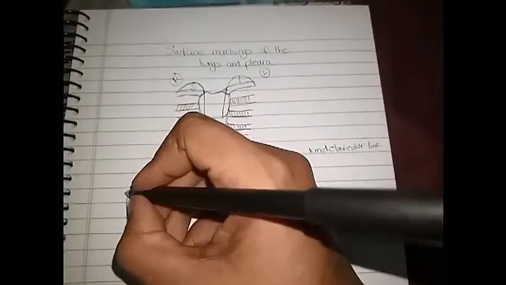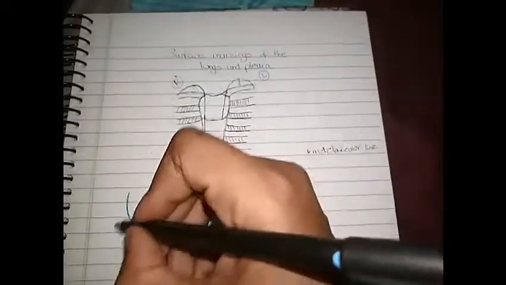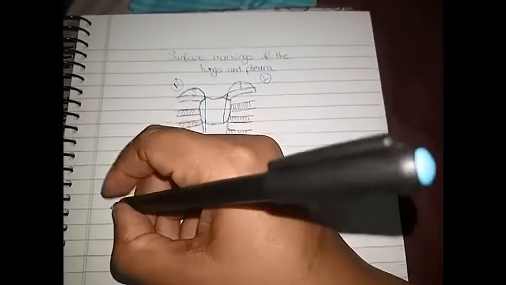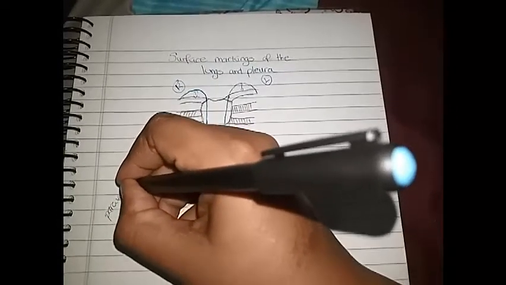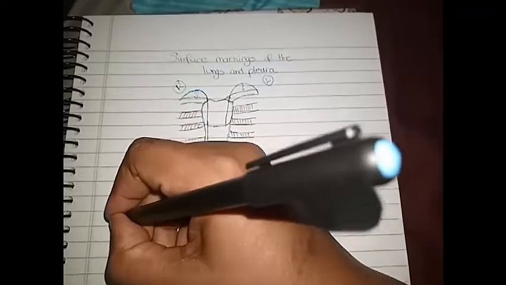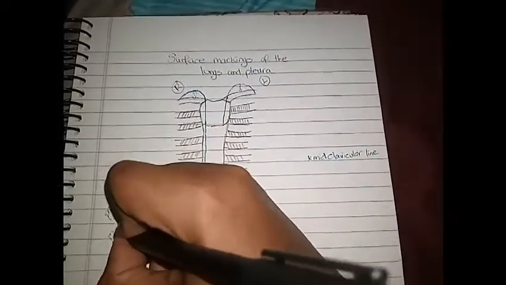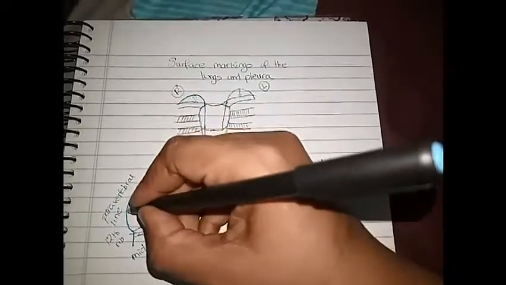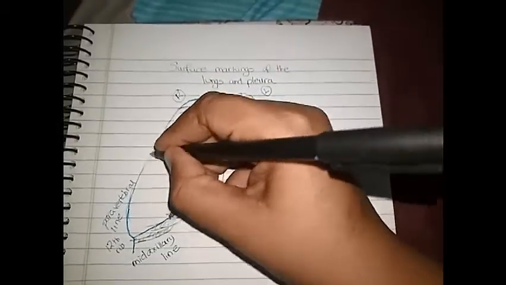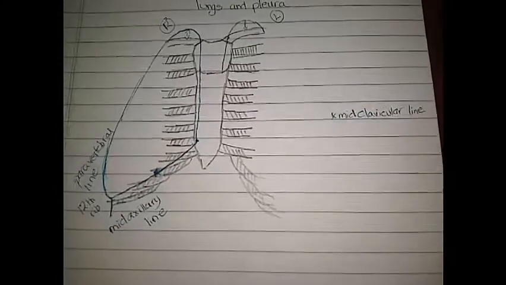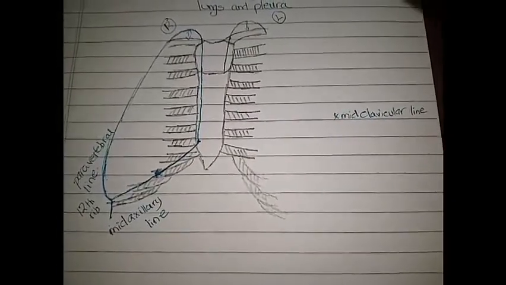Now this is me curving it backwards. And then when you reach the very back of the body, which is the paravertebral line, this is going to be at the level of the 12th rib. And then you just keep going back, and I'm just going to close this off right here. And there you have it. I closed off my pleura.